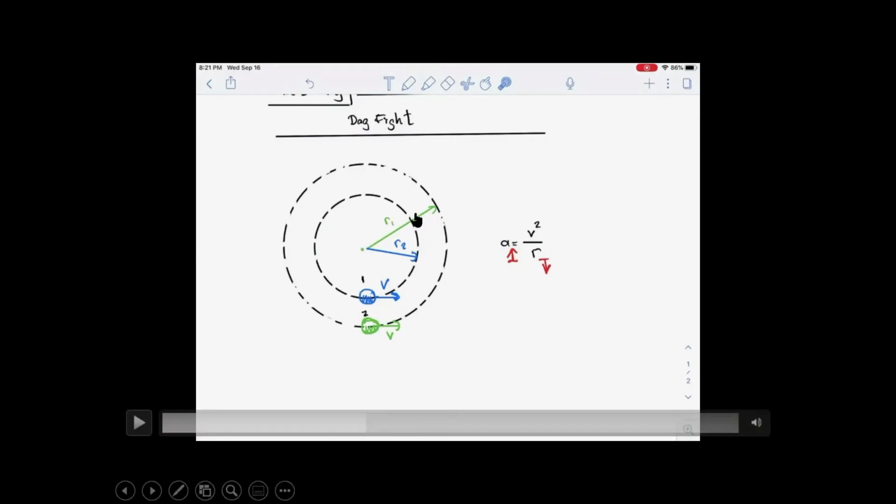Guys, the guy who can handle a high G load, the tighter the turn is, the smaller the radius is, the bigger the acceleration is, right? So the fighter jet pilot who can handle a tighter turn has the upper hand because he can do a tighter turn and get behind the other guy. Got it? So hence the reason why.